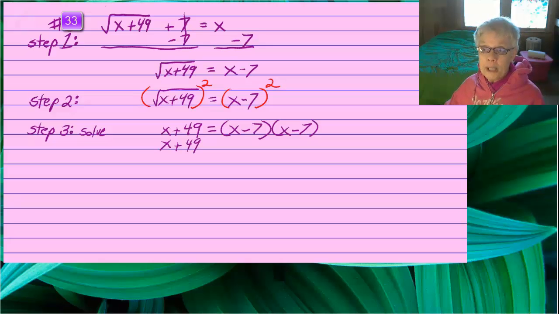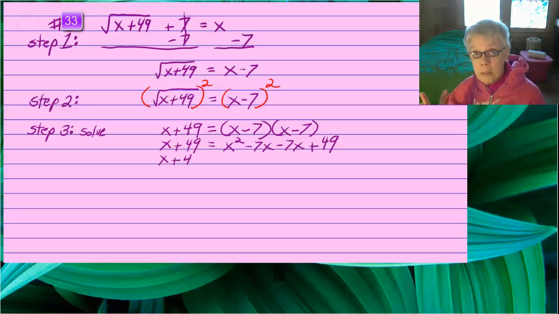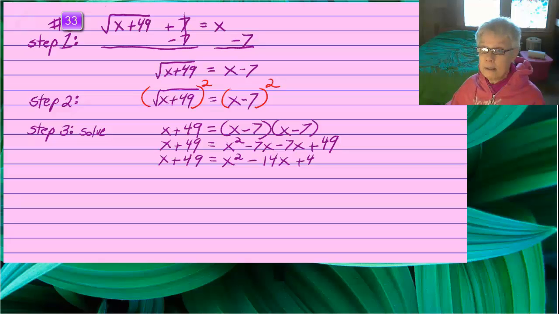So x plus 49 is going to equal x squared minus 7x minus 7x plus negative 7 times negative 7 is 49. So this will give us, let's combine our like terms, x plus 49 equals x squared minus 14x plus 49.